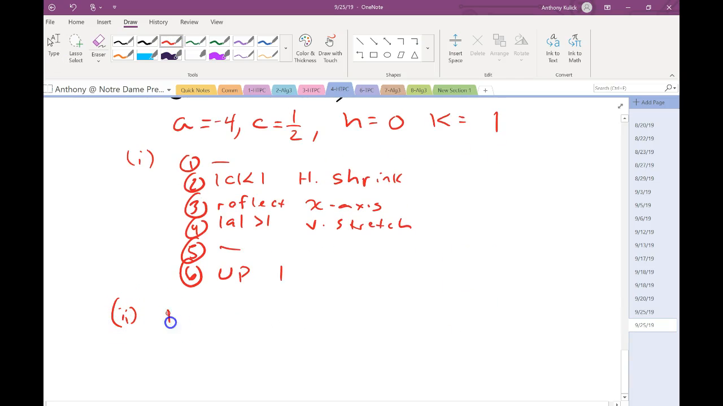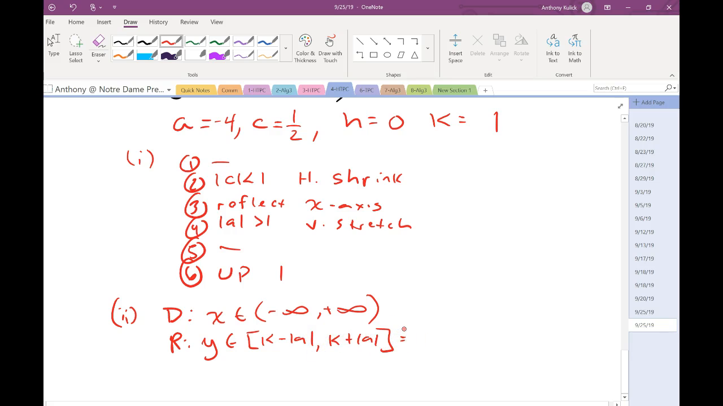So what's the domain going to be? It's a trick question. It's really easy. Yeah, all real numbers. When you know, just shout it out. How about the range? That was k minus the absolute value of A, k plus the absolute value of A. So that's going to be 1 minus 4, comma 1 plus 4. Everybody okay with that?